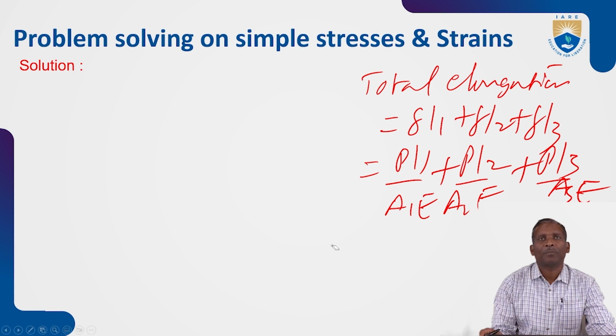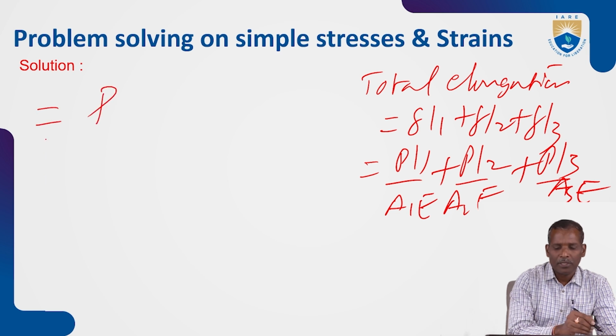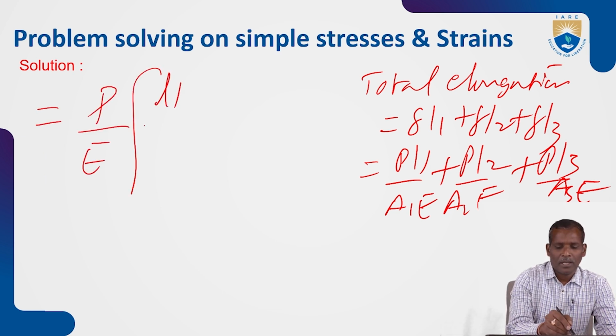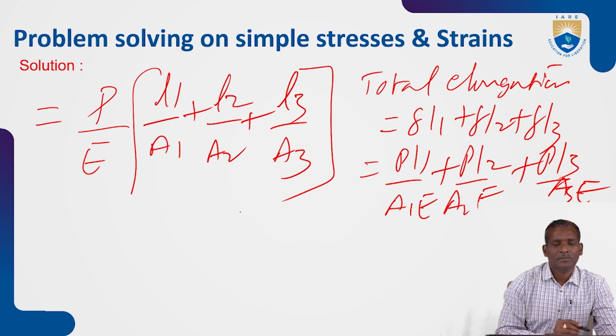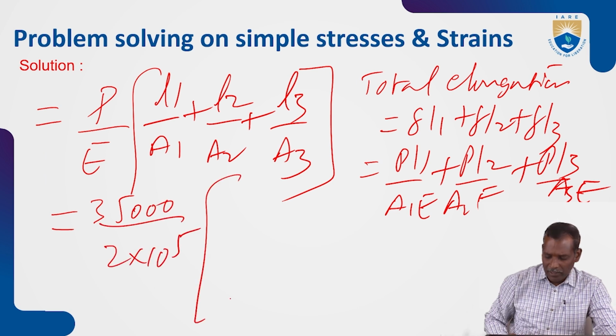So now, rather than this equation, take common: load is common and E is also common. So now L1 by A1 plus L2 by A2 plus L3 by A3. So now you can substitute the given values: 35,000 Newton, E into 2 into 24 5, by what is the L1?